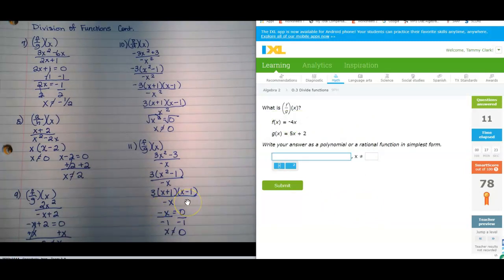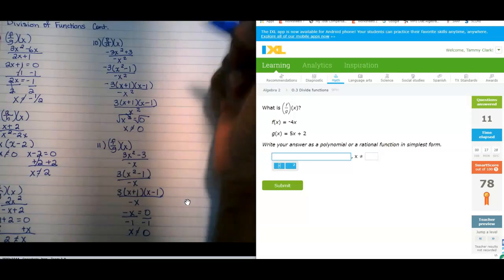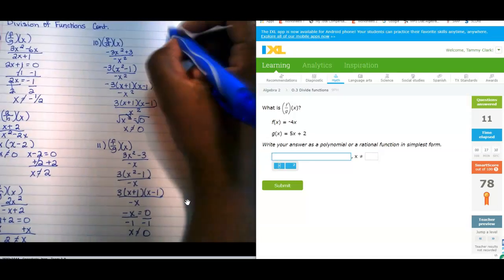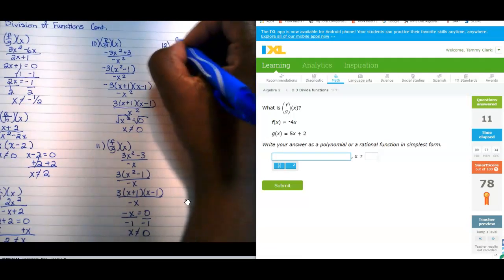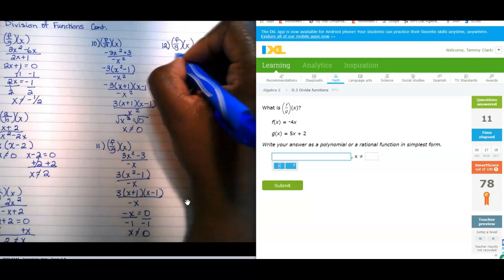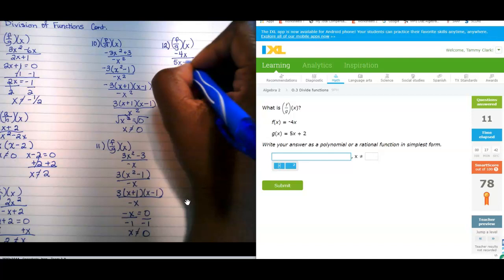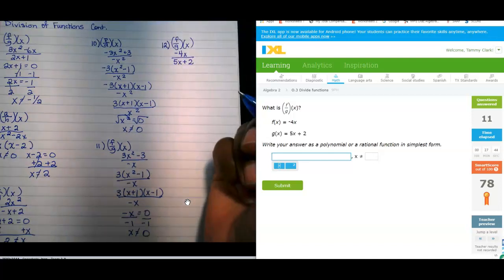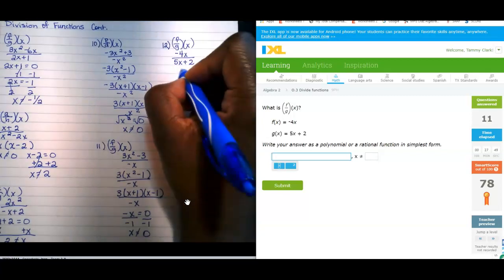Alright, and here is our next question. So we'll call this number 12. And we've got f of g of x. And f of x is negative 4x over 5x plus 2. Well, we can't do any simplification to that. So now let's find the domain.